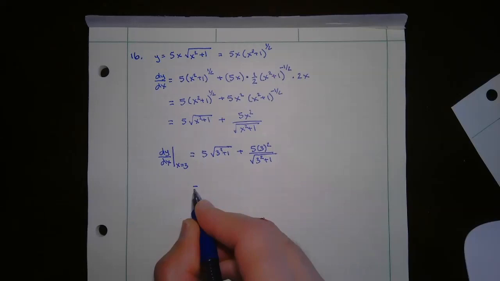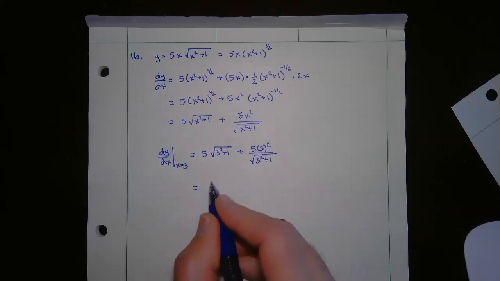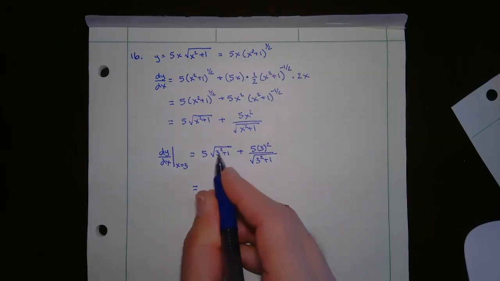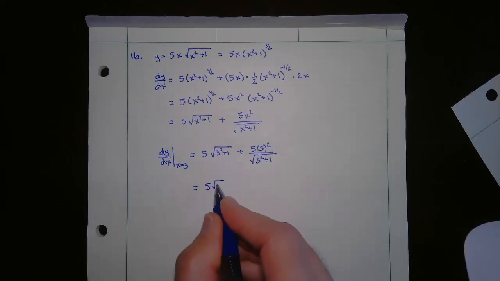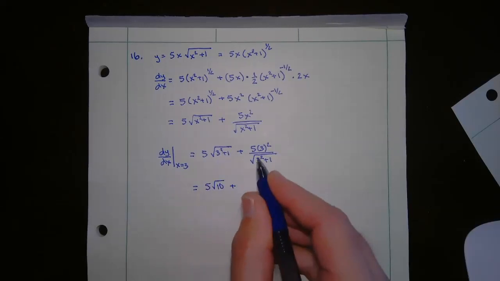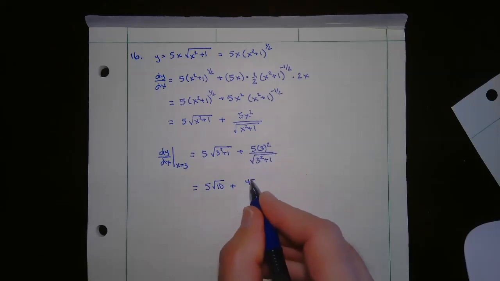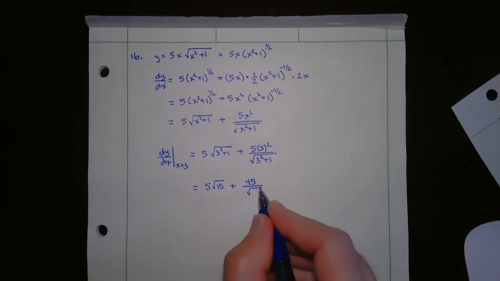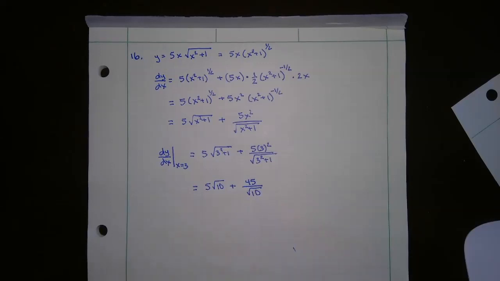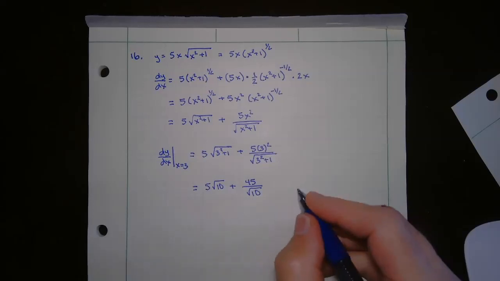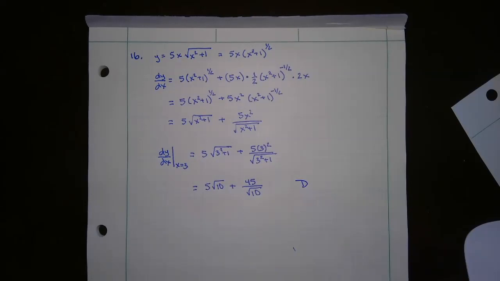So then this would equal 5, and 3 squared is 9 plus 1 is 10, so this is the square root of 10. 5 square roots of 10 plus, and this would be 9 times 5, which would be 45 over the square root of 10. And I'm hoping that's one of our answers. So it looks like it would be D. The correct answer for number 16 is D.